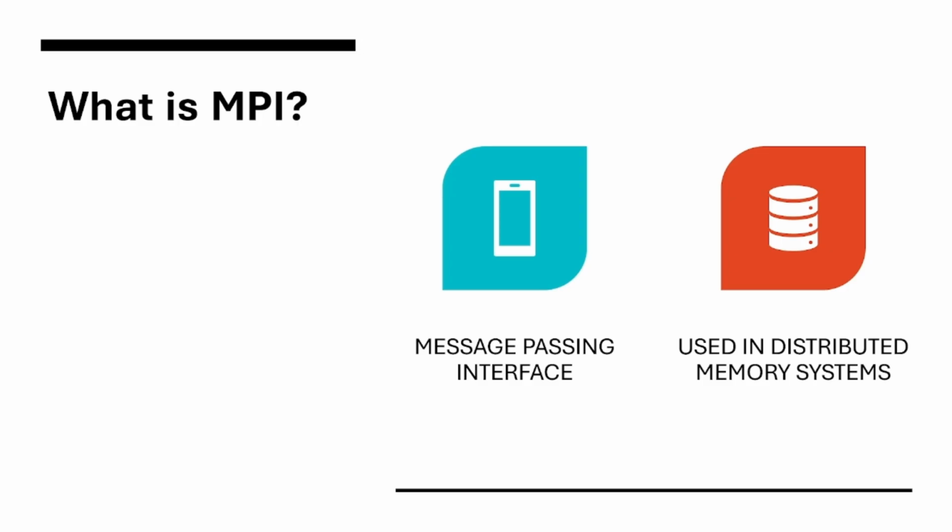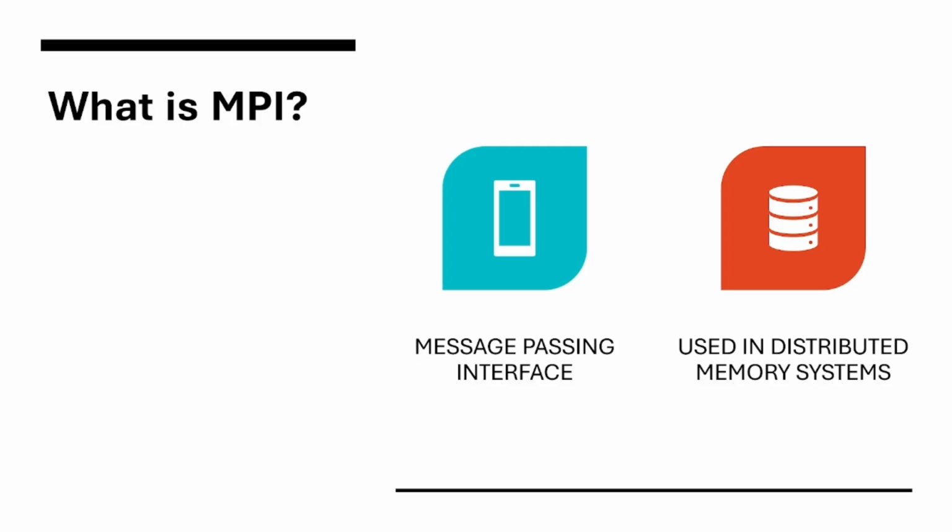The key features of the Message Passing Interface are that it works across multiple nodes in a cluster and supports both point-to-point and collective communication. It is highly scalable for the largest systems and supercomputers, and the supported languages are C, C++, and Fortran.